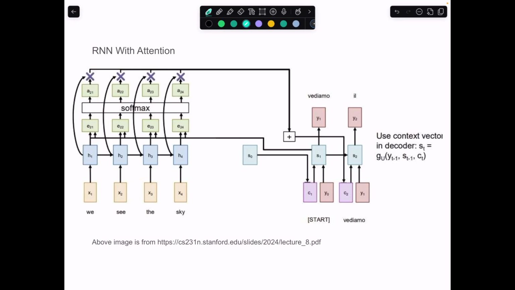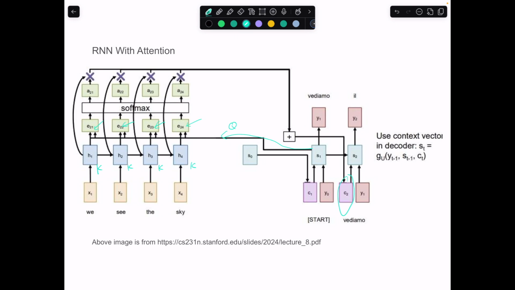RNN with attention improved this by calculating different context vectors for each output token. Let me give an example of how the C2 context vector is calculated. Step 1 is to use the previous state matrix as query, and then you calculate the alignment matrix by seeing these as your key. So here you get the alignment scores.